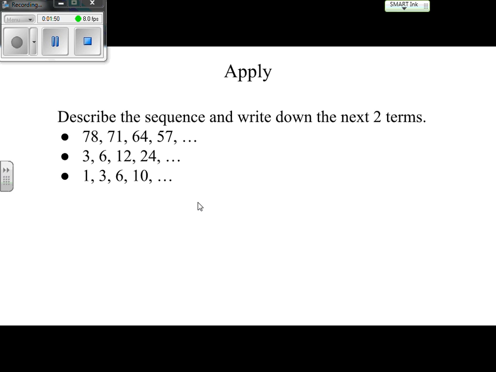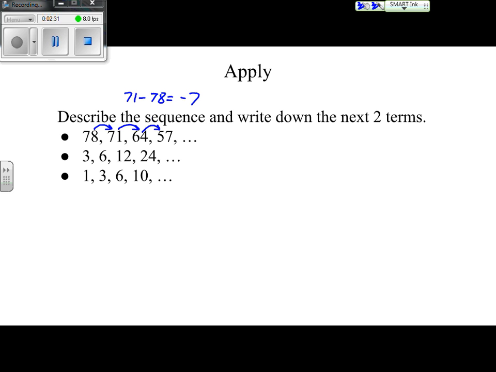So here we have some lists that have been started for us. We want to describe the sequence and then write down the next 2 terms. So our first term here is 78, and then we go to a 71, 64, 57. We can clearly see that our values are getting less. So I kind of want to figure out what's going on in between these. If I take 71 and subtract what I started with, 78, I end up with a -7. So it looks like I'm going down 7. And then I can check to see if that holds true for the next one. If I subtract 7 from 71, I do end up at 64. And if I subtract 7 from 64, or add a -7, I end up at 57.